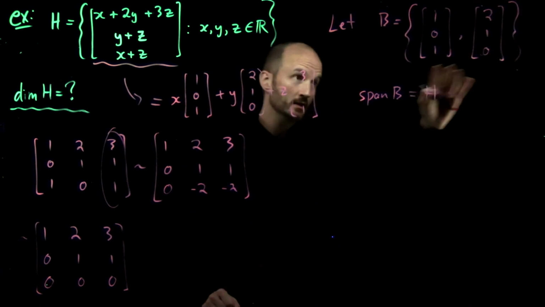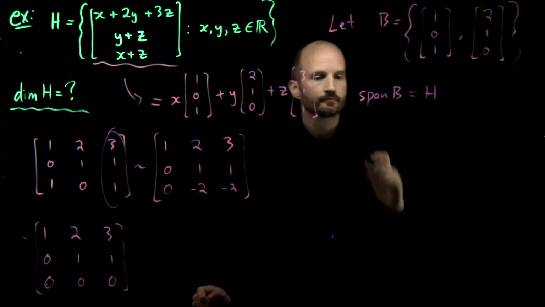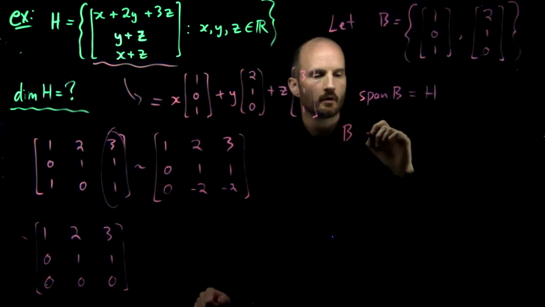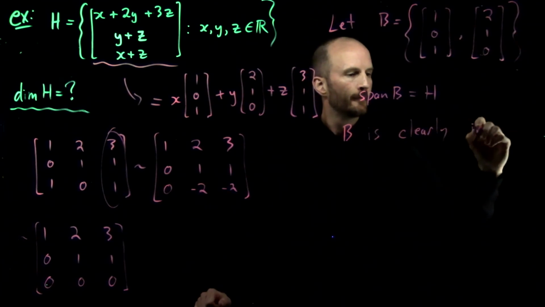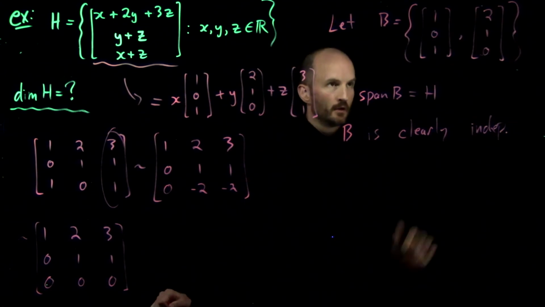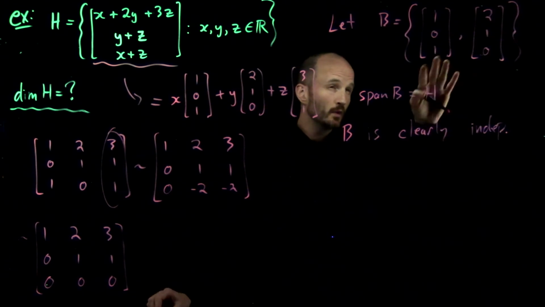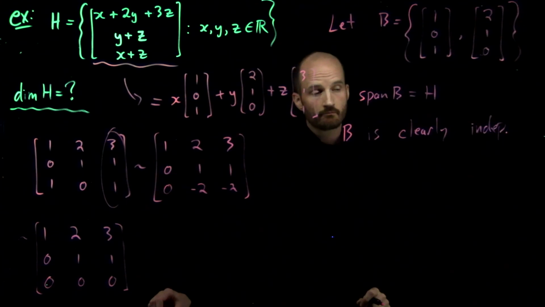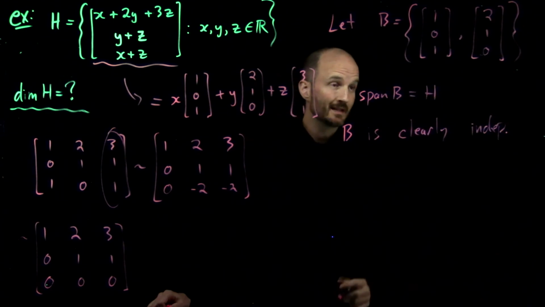But I can just look at these two vectors and see that they are not linear combinations of each other. So B is clearly independent. Again, my reasoning is that when I have two non-zero vectors and, how should I say this carefully, neither one is a linear combination of the other, I can conclude that this set is independent.